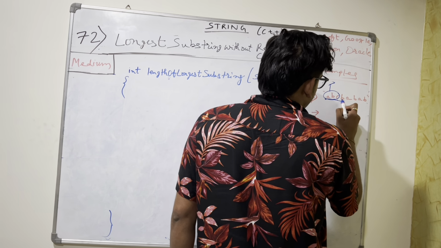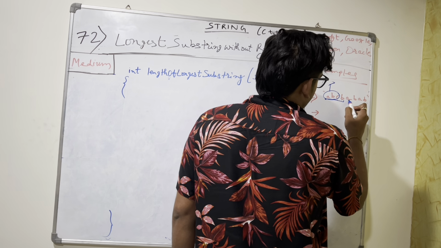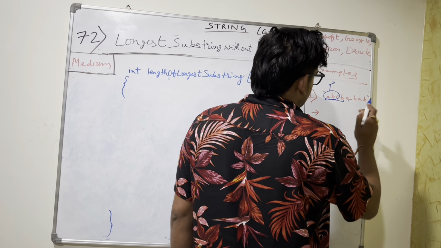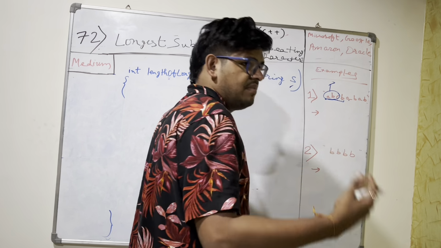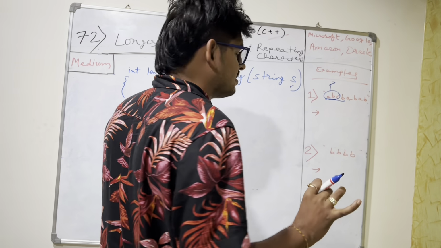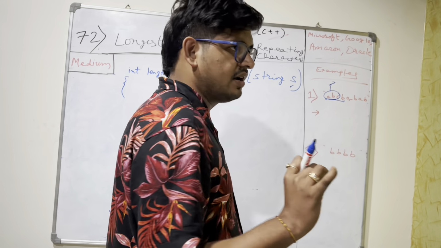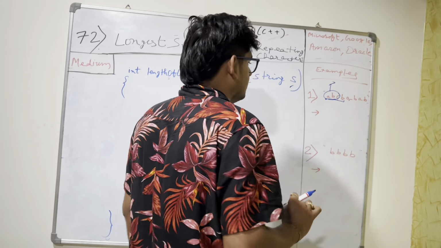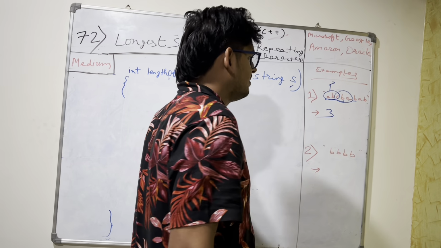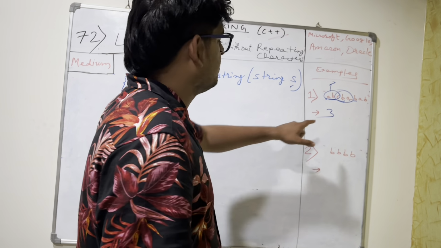Now A, B, C, B, again B comes, A comes. In this way the characters can be repeated. We need to find a substring which has no characters repeated and the length of the substring should be the max, and we need to return that length. Here, if we consider A, B, C, then the length is 3. If we consider C, B, A, then also the length is 3. But when we include this B, C, B, A, B, B gets repeated here. So in this example, the maximum length of the substring could be 3.